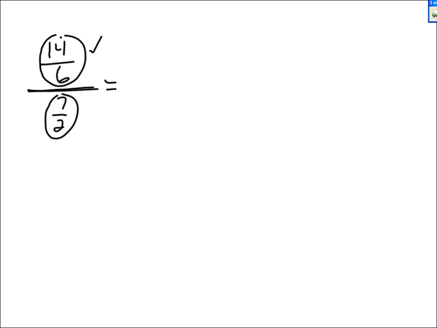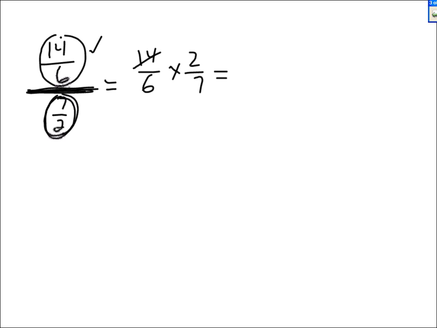You keep the top number. Change division to multiplication, and you flip the bottom number. For example, somebody asks you what is 14 over 6 divided by 7 halves. This number divided by this number. You keep, you change from division to multiplication, and you flip over the bottom number. And you reduce if possible.